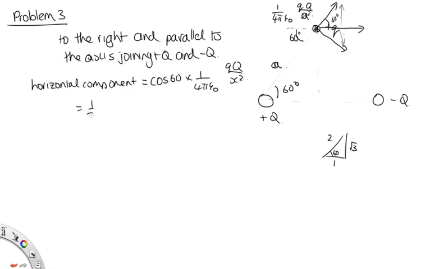So this is 1/2 times 1 over 4 pi epsilon naught Q on a squared, replacing our x squared here with a. And so that tells us that because both of these have the same horizontal component, the total force is double this, so we can get rid of this half. It's 1 over 4 pi epsilon naught Q over a squared.